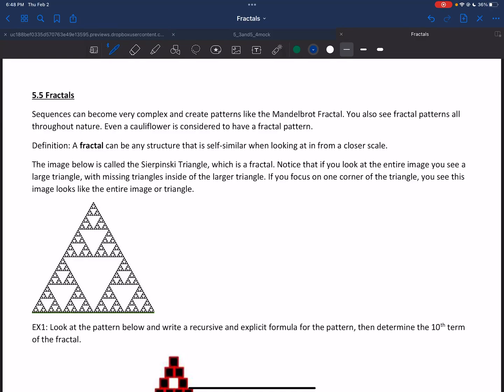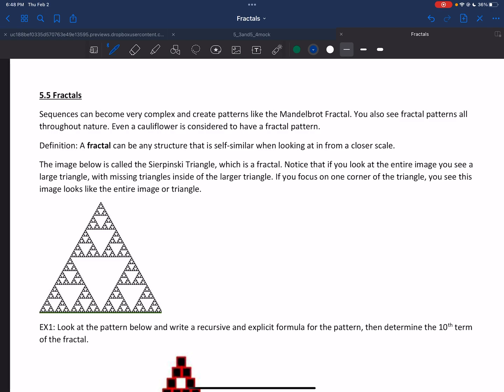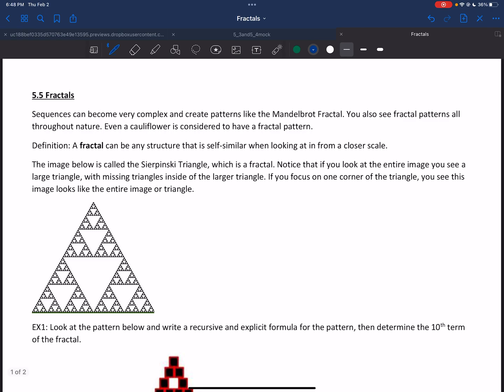Taking a look at fractals. Fractals are kind of fun because you're looking at a pattern that exists within another pattern. And so as these go up multiple generations, you'll see how much more complex they get. Okay?